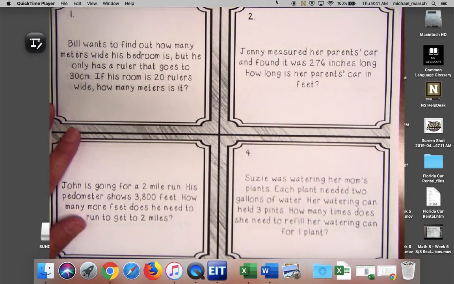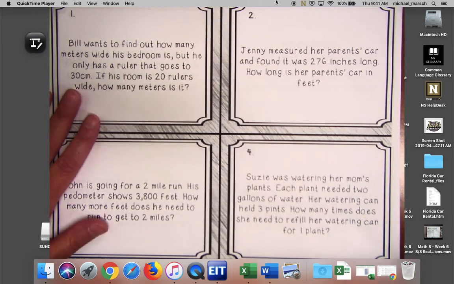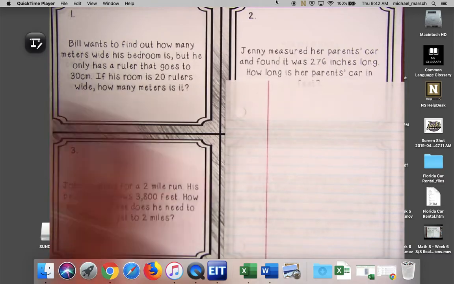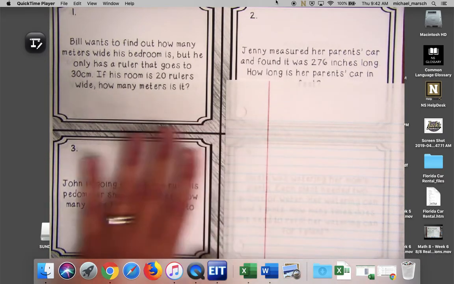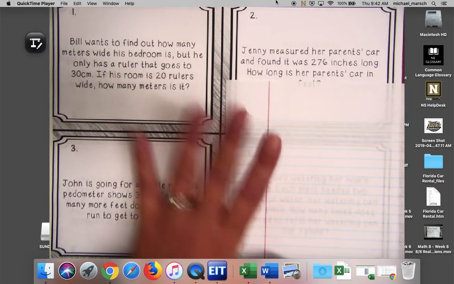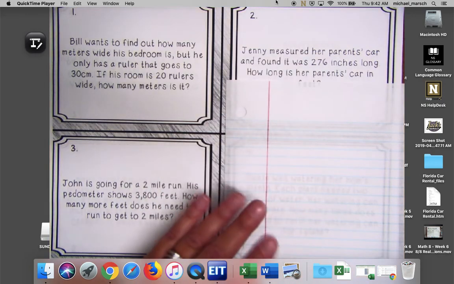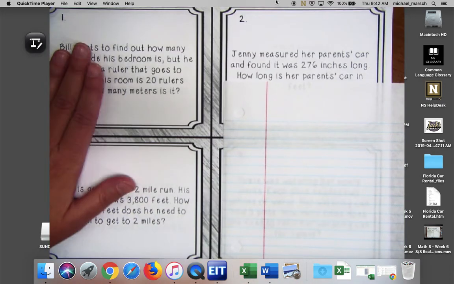So what you're going to do is on Notability, you're going to open up this file and work through the problems on a separate piece of paper. My goal right now is to show you exactly how to set it up so you can be successful while you're working on these. So we're going to do number 1 here.